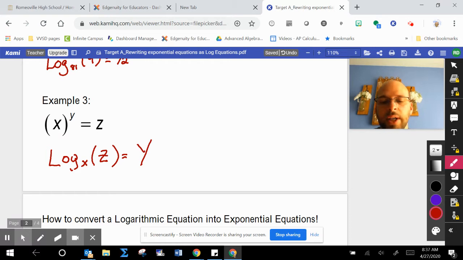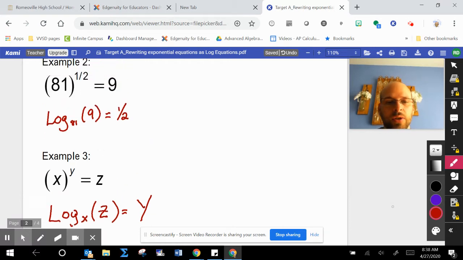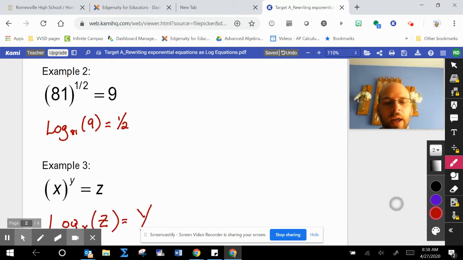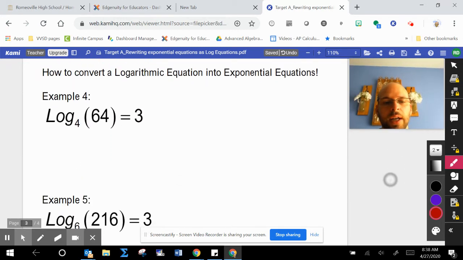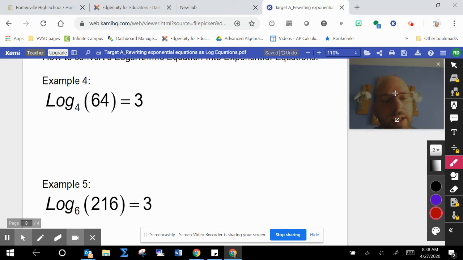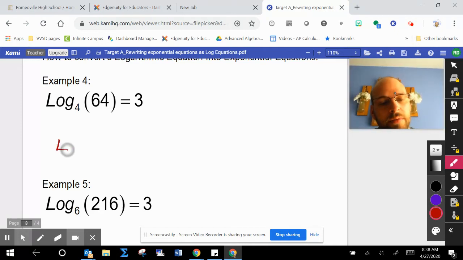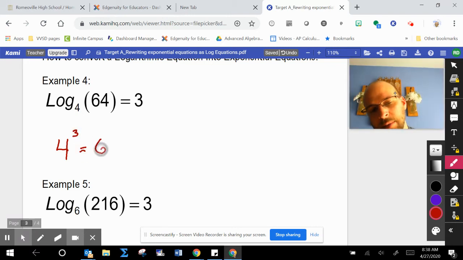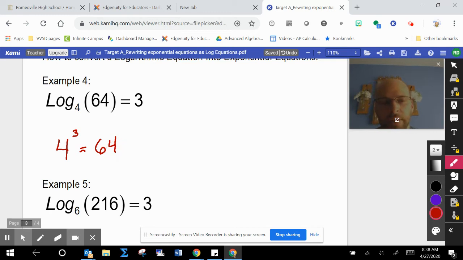The second half of this is, can you go backwards? Can we take an exponential equation and write it as a log? And I have a few examples here. Can you take a log and convert it back to an exponent? So the way that I do this is the base of my log is 4. I know the exponent has to be 3, and that's going to be equal to 64.